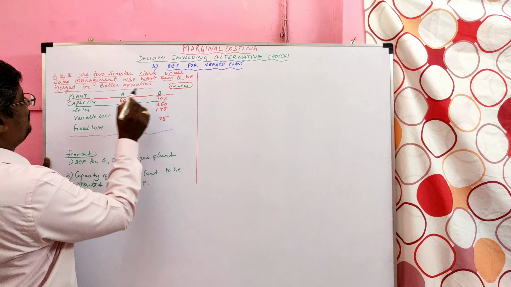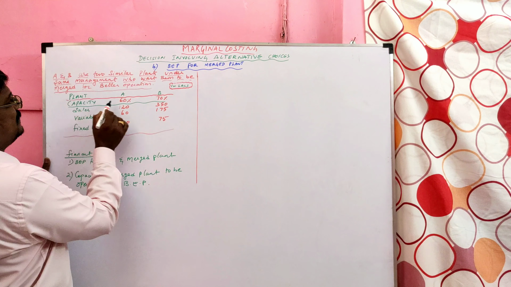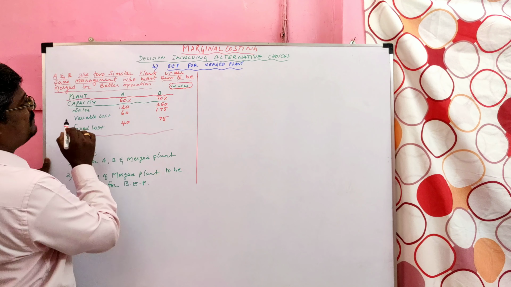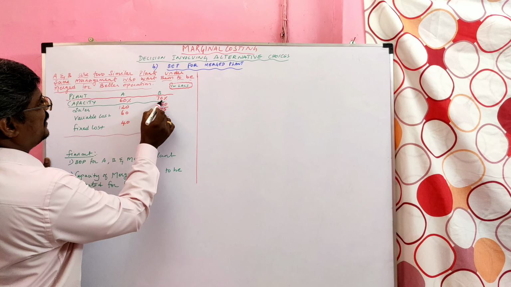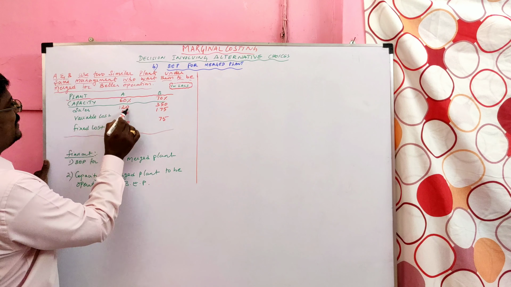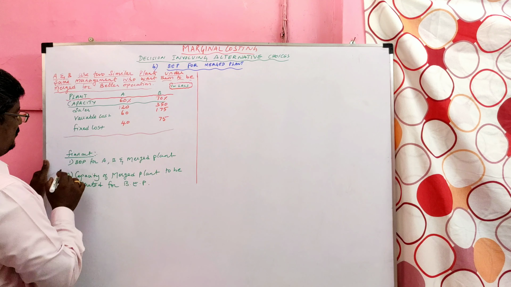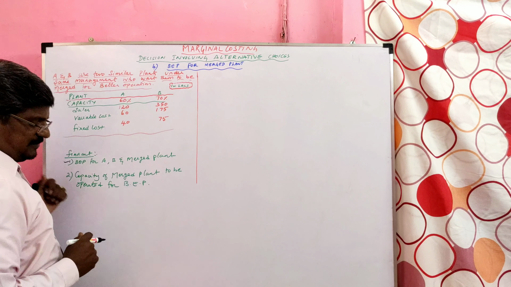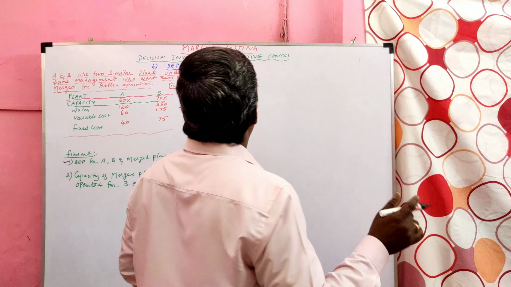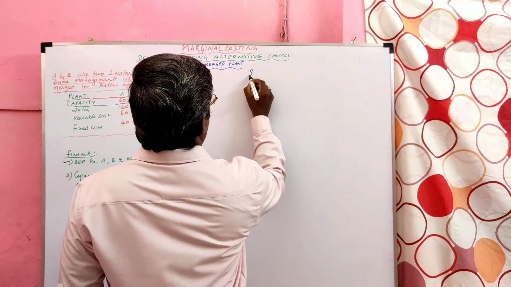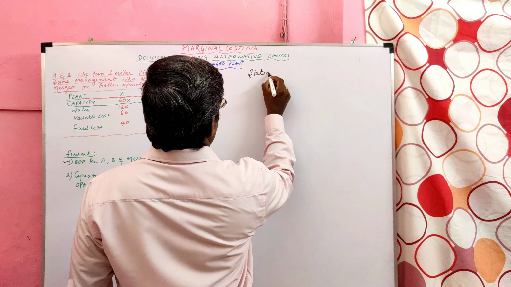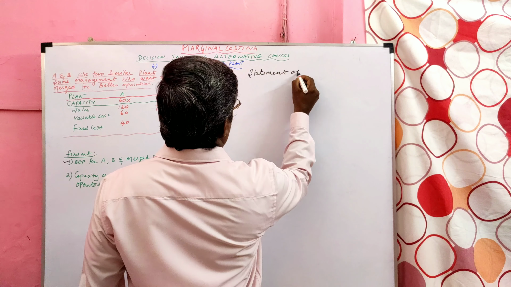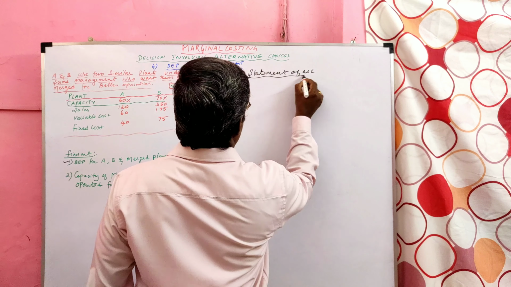Plant A, plant B. The capacity: plant A working at 60%, plant B working at 70%. Sales, variable cost, fixed cost. Question number 1, they are asking BEP for A, B and merged plant. Now we have to prepare statement of marginal costing first.